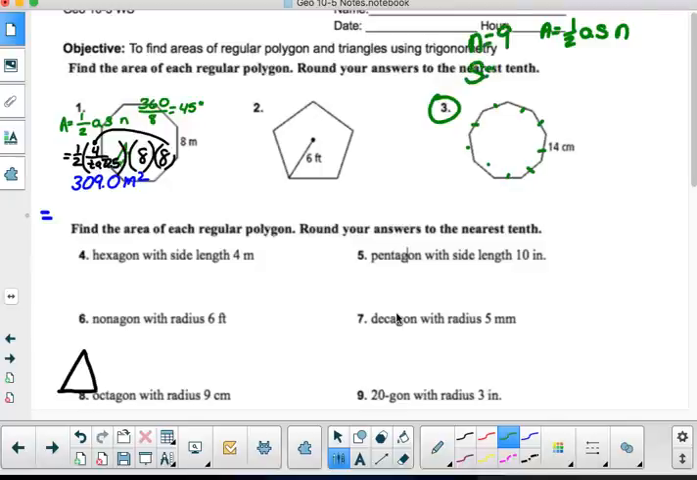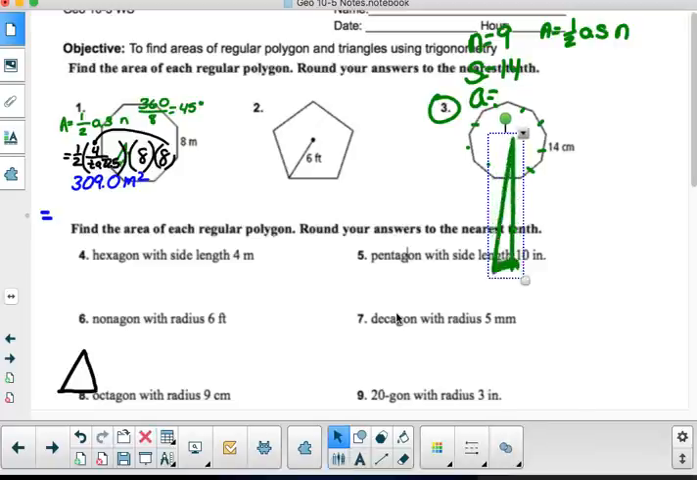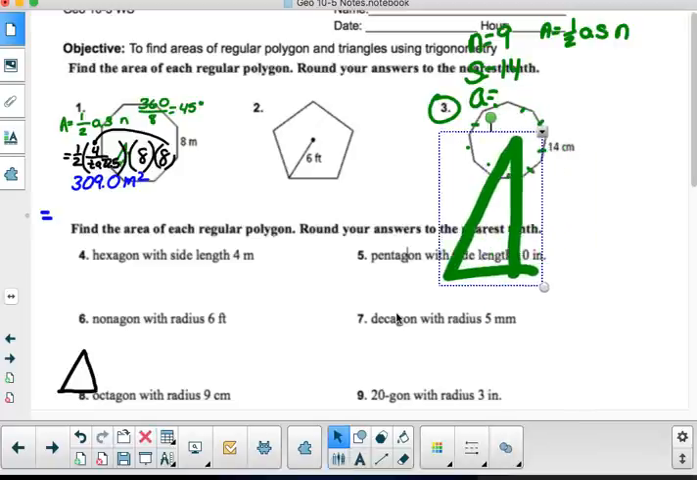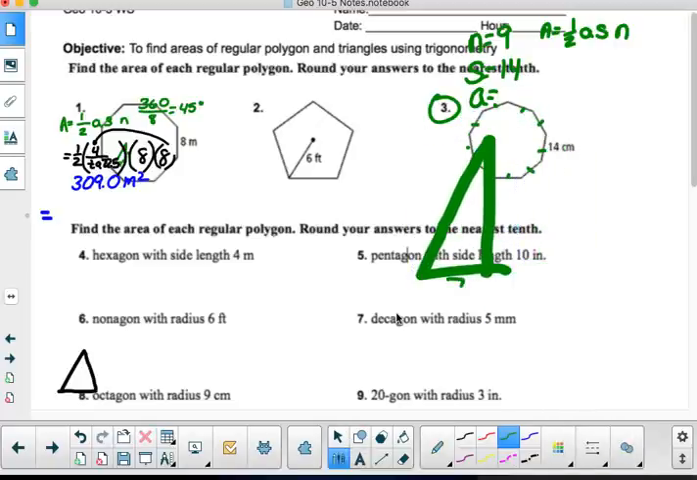I know s is equal to 14. I just need a, and I'm going to find a by making it half a right triangle. Keeping in mind that this is a right triangle, and half of 14 is 7. This is a right angle, and I'm looking for my apothem. I got to get that angle value where I know that 360 divided by 9 is 40. So this is cut in half because I cut the central angle in half. So now this is a 20-degree angle.